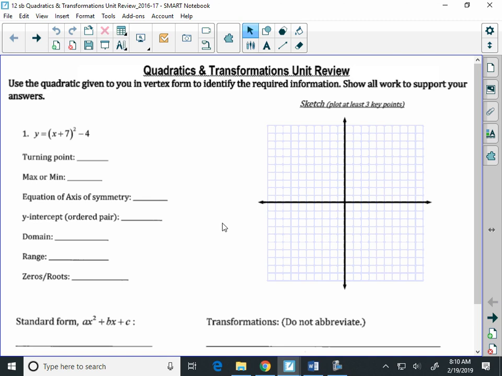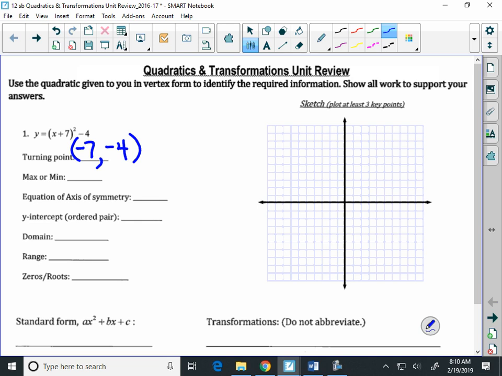Quadratics and transformation unit review. Here's question 1. When we start with this, we're going to be coming up with a bunch of information, starting with the turning point, which is also known as the vertex. When we find the turning point of the vertex, remember that we're going to change the sign. So it's going to be -7, and we're going to keep the sign -4.